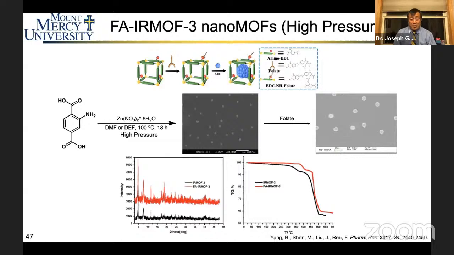This was better than what I was getting in some cases, but they still have some crystalline properties. And what they did is they used post-synthetic modification to add folate and then add the drug. And so they can kind of follow that.